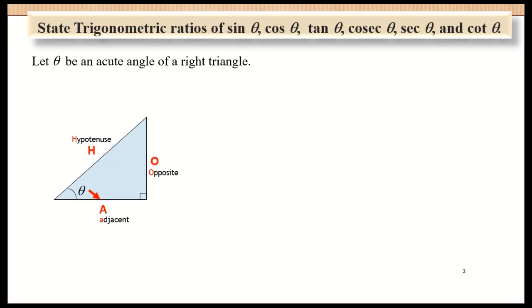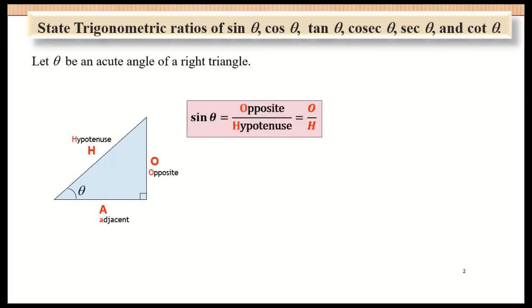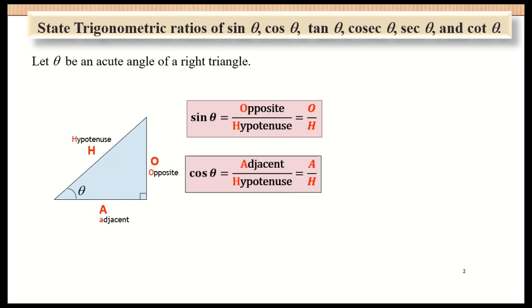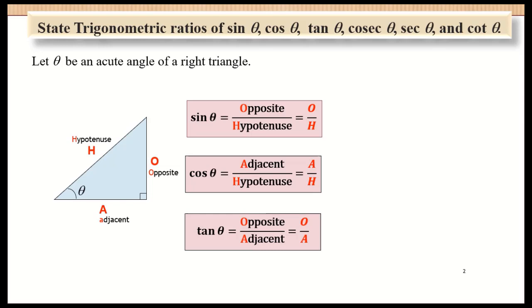So we will have H, O, A. Therefore, sine theta is equivalent to opposite over hypotenuse, which is O over H. Cosine theta is adjacent over hypotenuse, which is equal to A over H. Tangent theta is opposite over adjacent, which is equal to O over A. These are the three main trigonometric ratios.